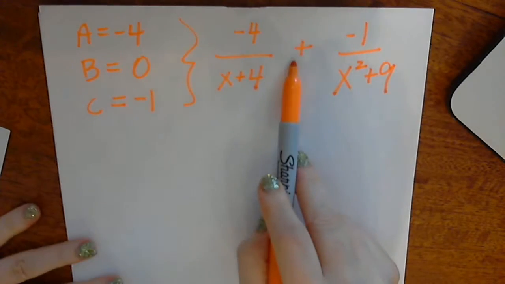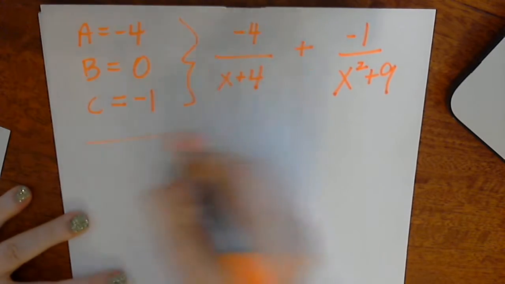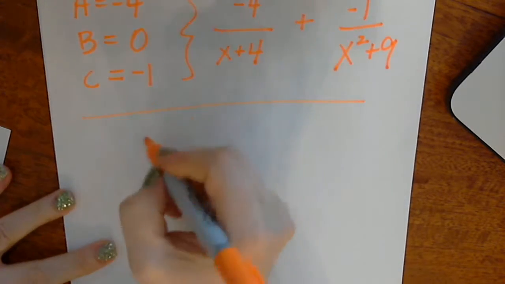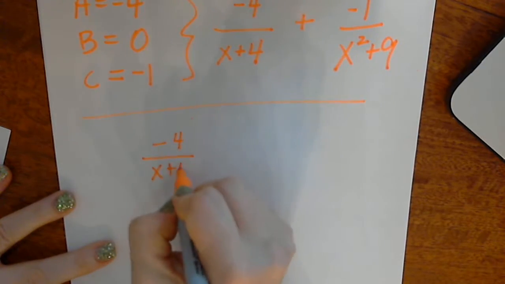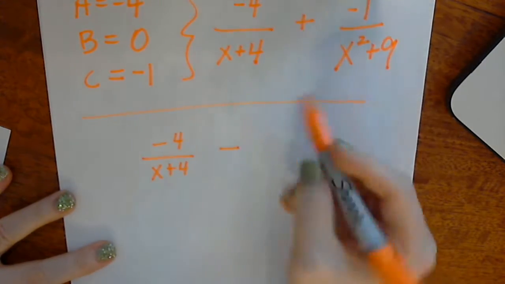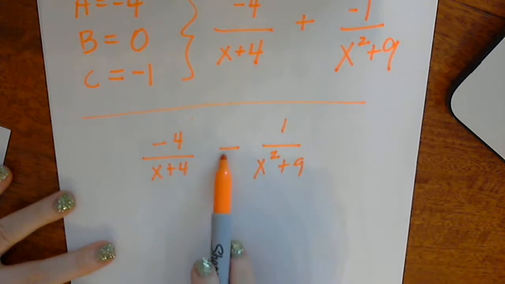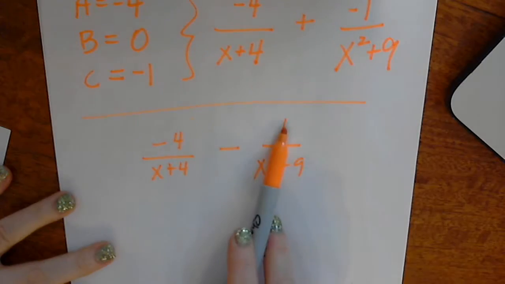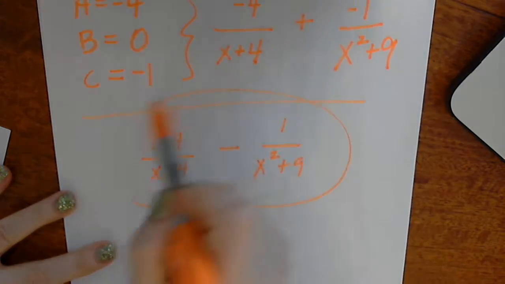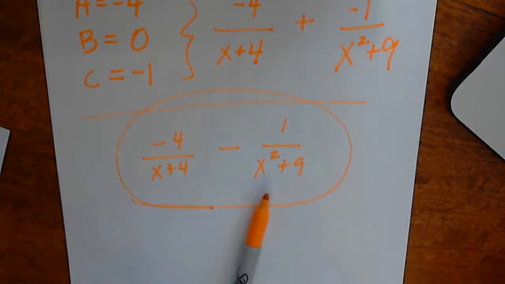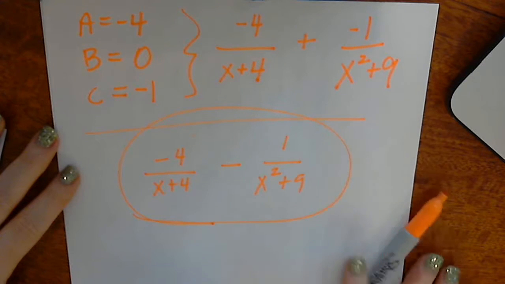Now when you have a plus here and a minus here, you do have the option, it's not a have to, but you do have the option of writing it as a negative 4 over x plus 4 minus 1 over x squared plus 9, because this minus is understood to go to this 1 and not to the denominator. And here's your term. So you have your A, your B, and your C.